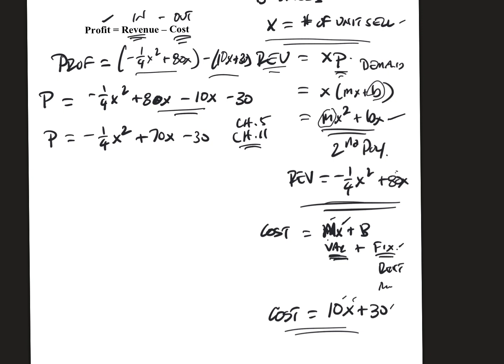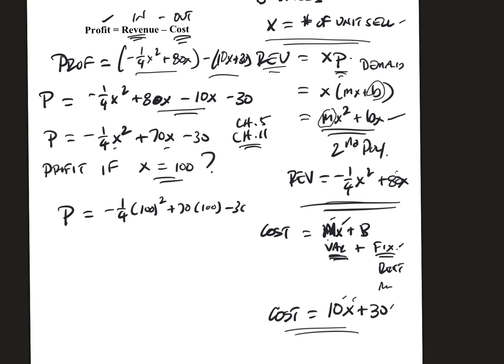But for now, let's say I wanted to know my profit if the number of units that I sell is 100. So we'll do an evaluation. This is something we've done before in our pre-tests and reviews. I'm letting the number of units equal x, so wherever I see an x in my profit function, I'm going to replace it with 100. And then it becomes a calculation.